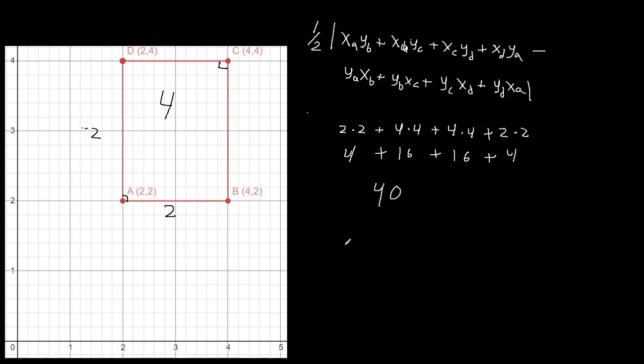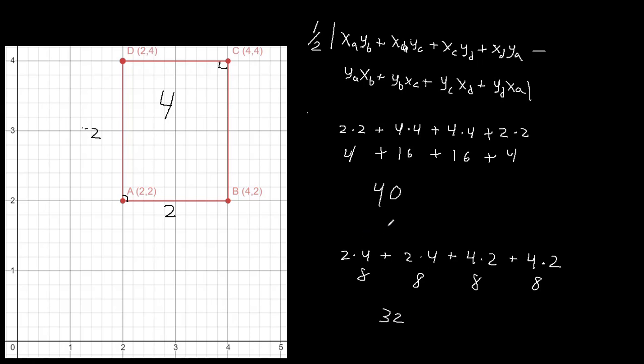The second half is going to be, now we're going to start with the y. So this is going to be y of a is 2, x of b is 4, plus y of b is 2 times x of c is 4, plus y of c is 4 times x of d is 2, plus y of d is 4 times x of a is 2. And now we're going to do the math, right? That's 8, 8, 8, 8. So that's 16. 16 is going to be 32.